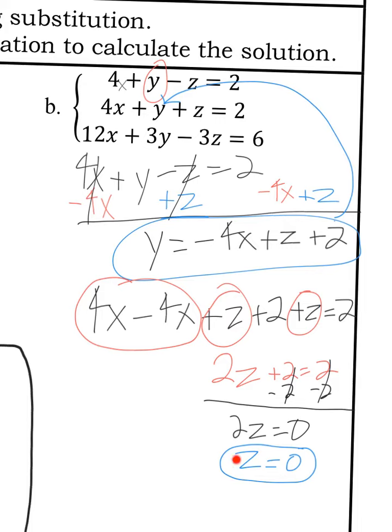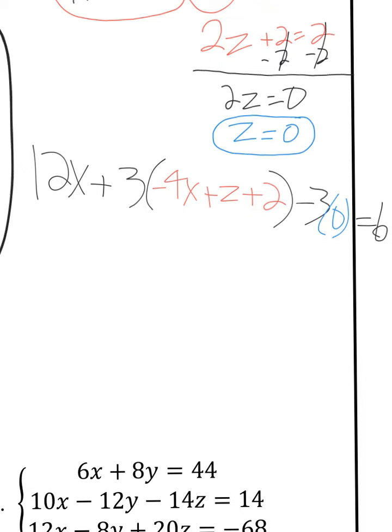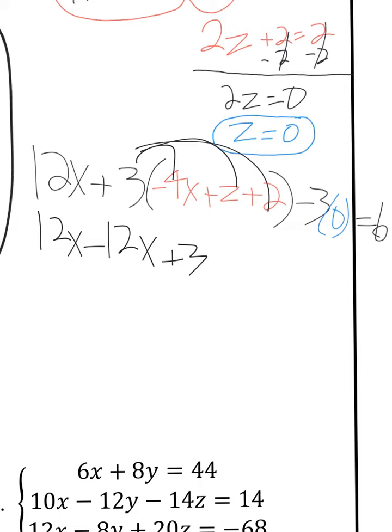We can plug z equals 0 in right here, and then we can plug this y equals statement right there. So here's what it's going to look like. 12x plus 3y, so plus 3 times negative 4x plus z plus 2, all that, minus 3z, so minus 3 times 0 equals 6. Okay, so I'm going to distribute. So I have 12x minus 12x plus 3z.